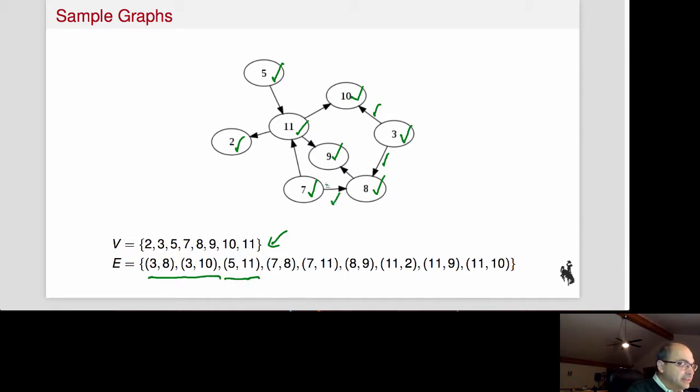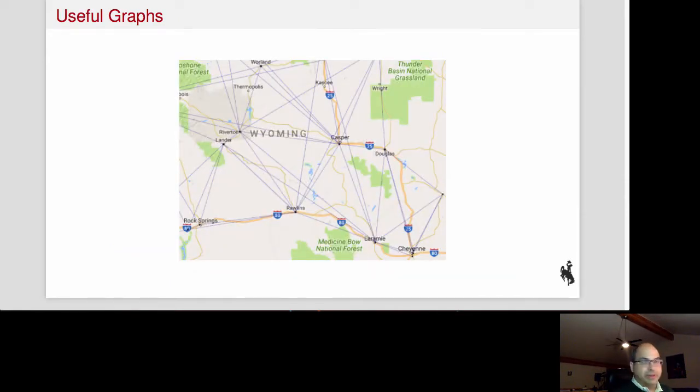7 has 2 edges to 8 and to 11. So 7, 8, 7, 11. 8 has 1 outgoing edge to 9. 10 has no outgoing edges. And finally, 11 has edges to 3, to 2, to 9 and to 10. So that's how we represent graphs. That's it. It's just a set of vertices and a set of edges. It doesn't look as pretty as the pictures, but maybe we can deal with it mathematically.